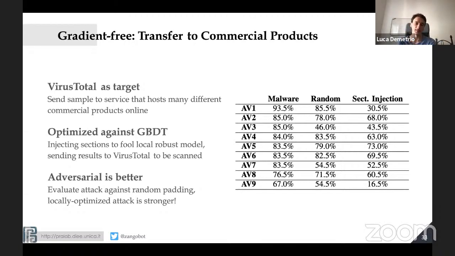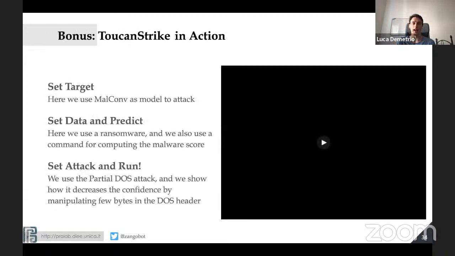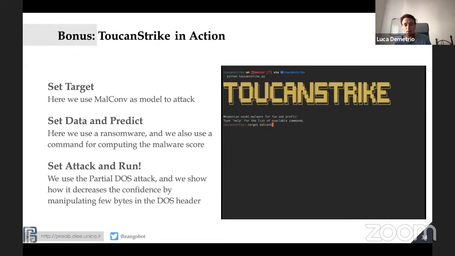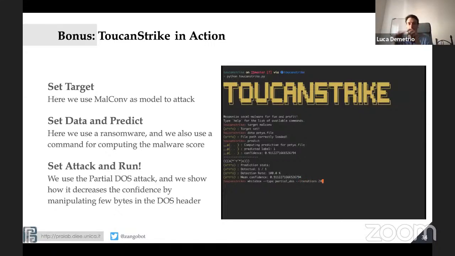So I think that this is relevant for the community because you might need to test the performance of your classifier with these tools. So you might ask, how can I do that? You can use ToucanStrike, which is the tool that we created. It's again written in Python, and you take a target, in this case malconf, a malware like the PTR ransomware, and you can just predict and see, okay, the malware is recognized as malware. Then you create an attack, in this case the partial DOS attack, so the attack that edits all the header, and then you just hit run.